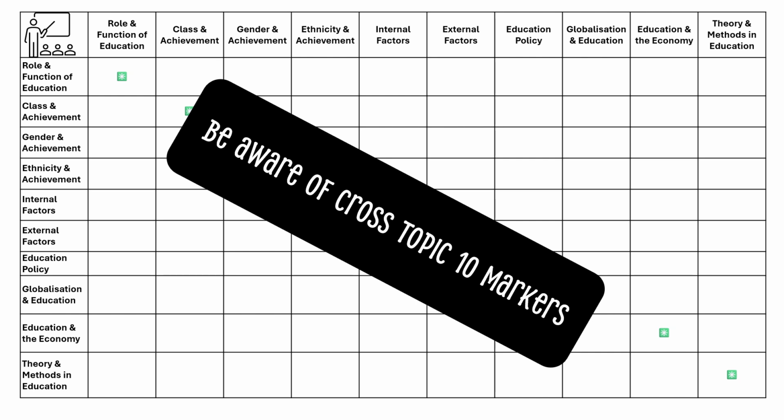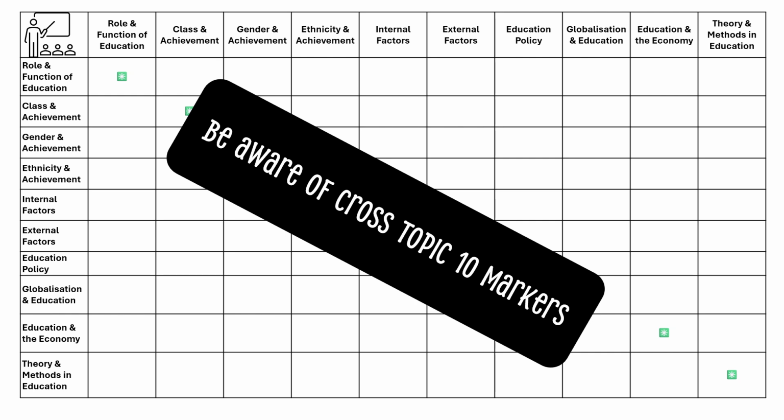So what are they? Cross-topic 10 markers are where the examiner has formulated a question, so using material from the item, "analyse to", and the "analyse to" part of the question will combine 2 topic areas that you probably haven't really necessarily looked at in combination.